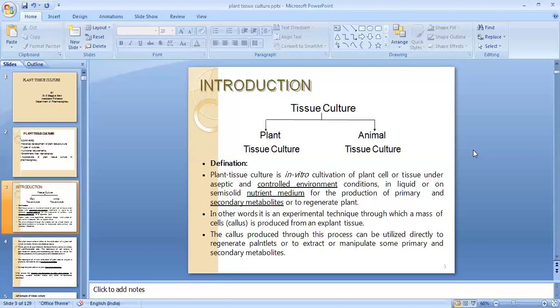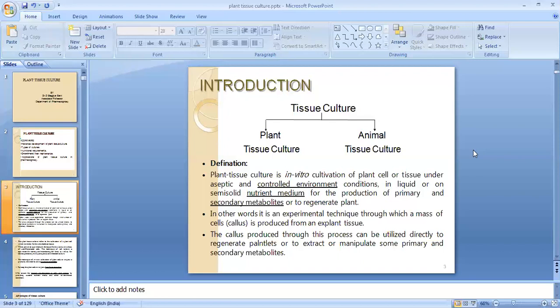When you come to the definition of plant tissue culture, it is an in vitro method of cultivation where the plant cell or a tissue is kept under aseptic and controlled environmental conditions in a liquid or a semi-solid nutrient medium for the production of primary and secondary metabolites, or to generate a whole intact plant. Okay, that is what you're going to do over here.